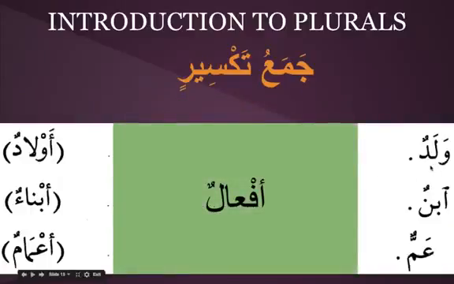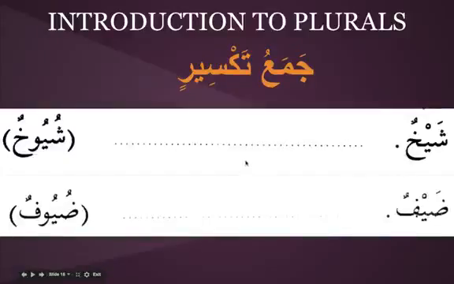So we got waladun, awladun, ibnun. Remember, ibnun is a noun which begins with hamzatul wasl, like ismun and ibnun. But when it turns into plural, ibnun is called abna'un, so it is hamzatul qata. Ammun, uncle. A'mamun, uncles. So the pattern is af'alun.